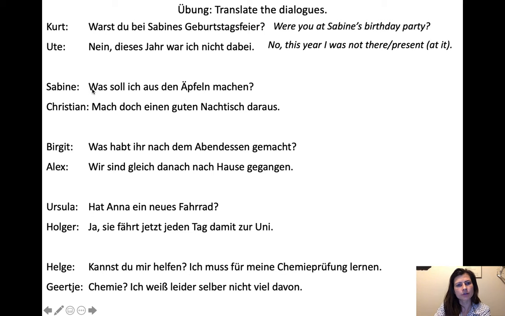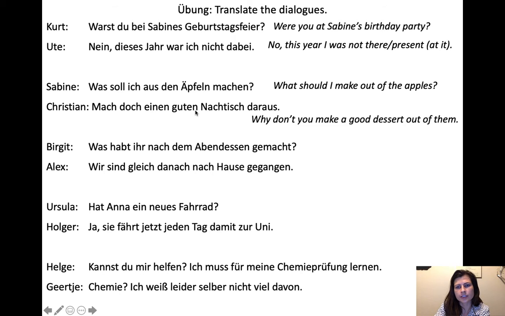Sabine says, was soll ich aus den Äpfeln machen? What should I make out of the apples? Aus den Äpfeln. What should I make out of the apples? And then we want to say out of them, right? Make something out of them. So Christian says, mach doch einen guten Nachtisch daraus. Why don't you make a good dessert out of them? So out of them, daraus.